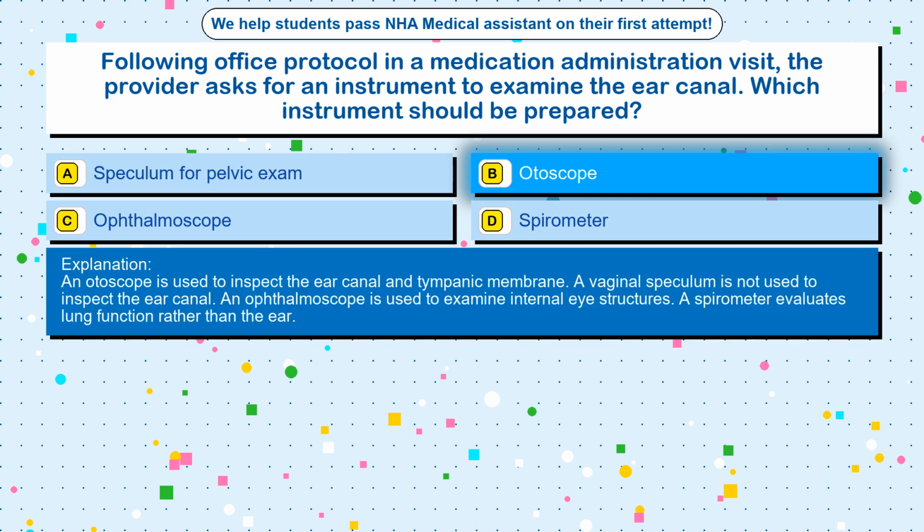An otoscope is used to inspect the ear canal and tympanic membrane. A vaginal speculum is not used to inspect the ear canal.